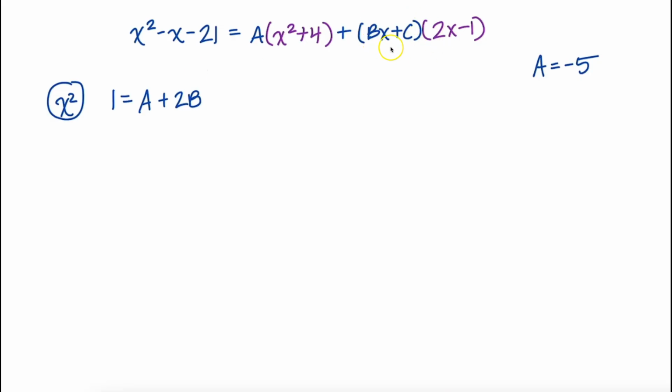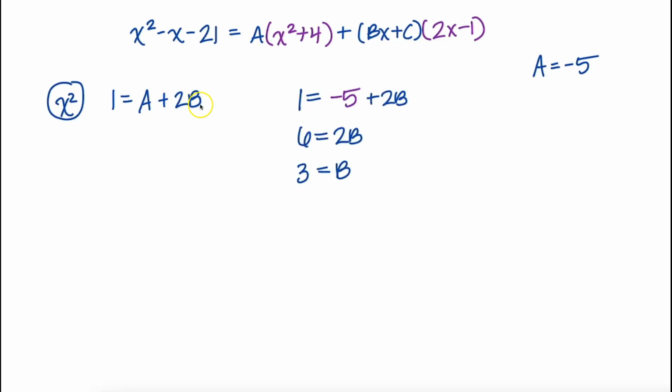Now, if I keep distributing over here, bx times -1 is -bx, not x squared. 2cx is the middle term, that's not an x squared. And then c times -1 is -c, that's a constant. So there's no other terms on the right that involve x squared. So here's my equation for x squared. But notice that since I already have the value of a is equal to -5, I can go straight into solving for the value of b here.